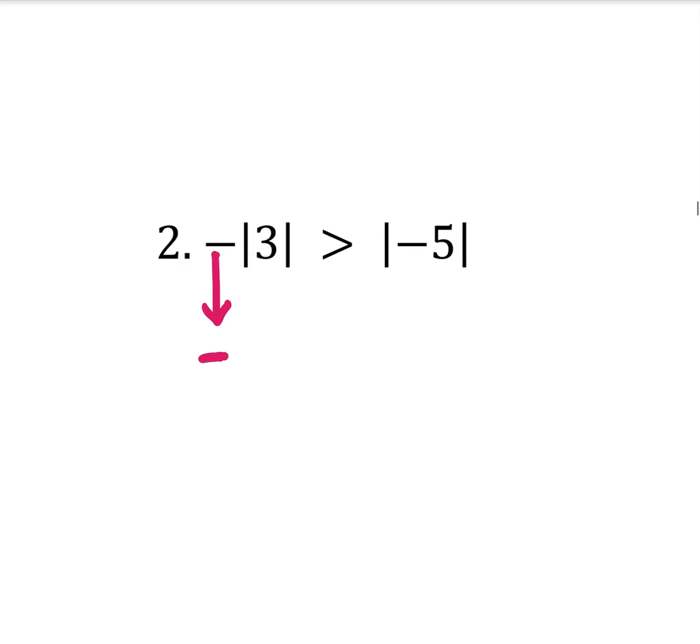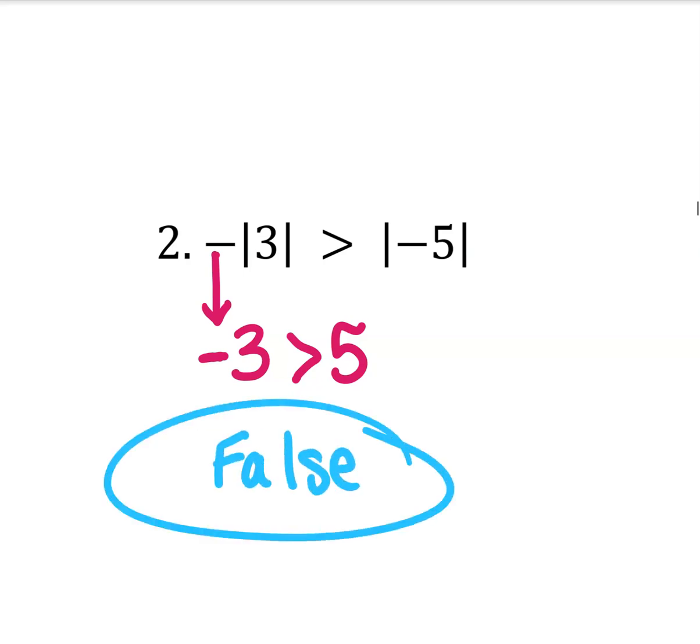3 is 3 spots away from 0, so I'm going to put negative 3 greater than absolute value negative 5. Negative 5 is 5 spots away from 0, so I'm going to put a 5 right there. And let's see if that's true. So negative 3 greater than 5. That's a no. So we're going to put false in that one on my math lab.